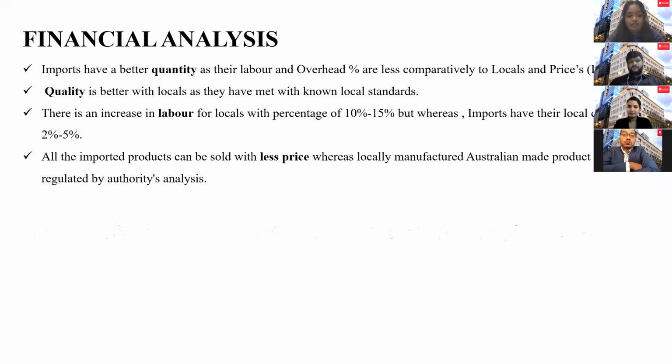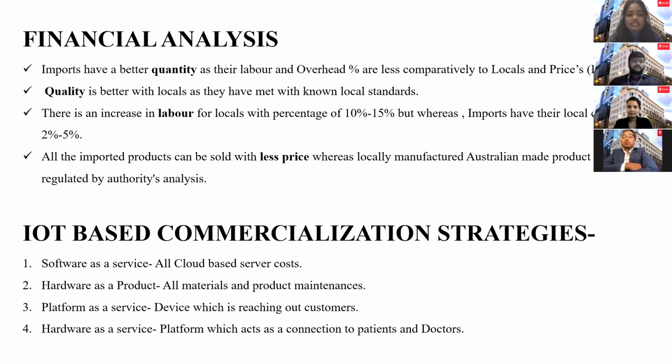So there are 4 different types of strategies. First one, software as a service. All cloud-based server costs are considered as software as a service, which includes the web application, cloud server support, and development. Hardware as a product. All materials, product cost, product maintenance, spares, etc. come under hardware as a product.